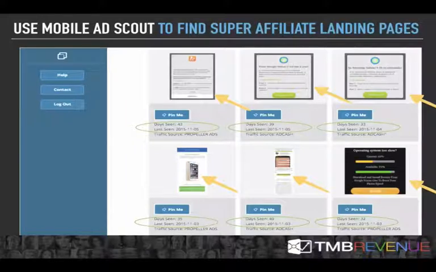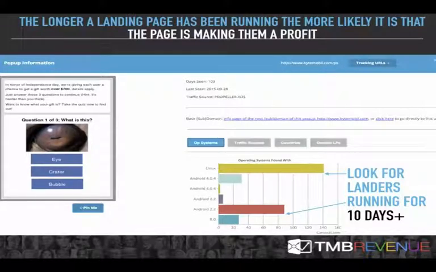Also, Mobile Ad Scout is going to tell you the traffic source that somebody's running on and a lot more information as well. So when we click on something in Mobile Ad Scout, we're going to see the landing page. You can see that this person has been running on Linux for almost 140 days, and Android 2.2, which is like the operating system, for 80 something days, probably like 90 days or so. So these are his top 2 operating systems that he's running and buying traffic from.